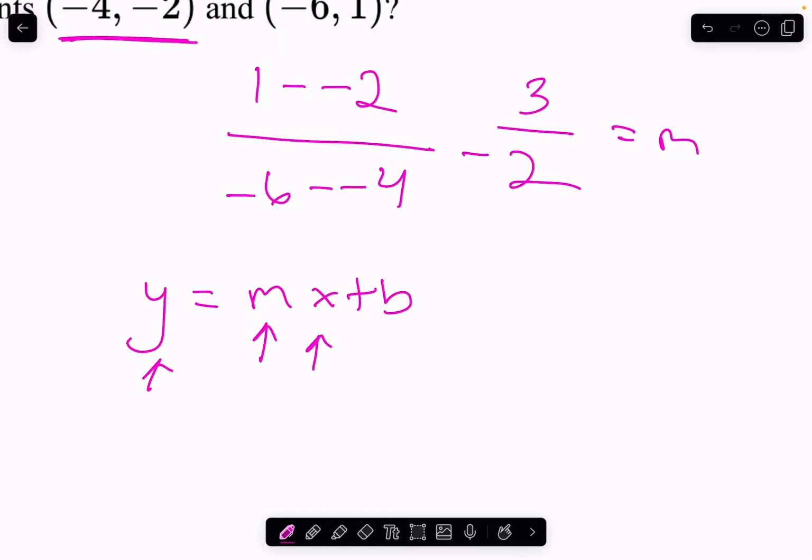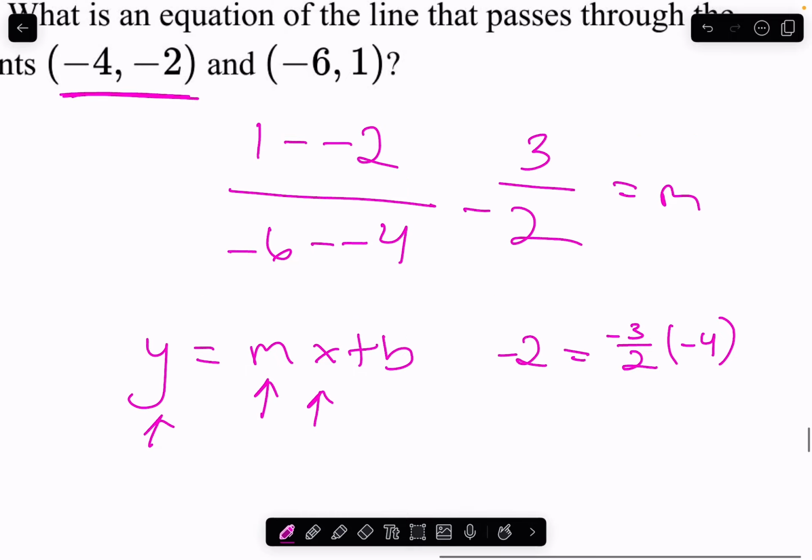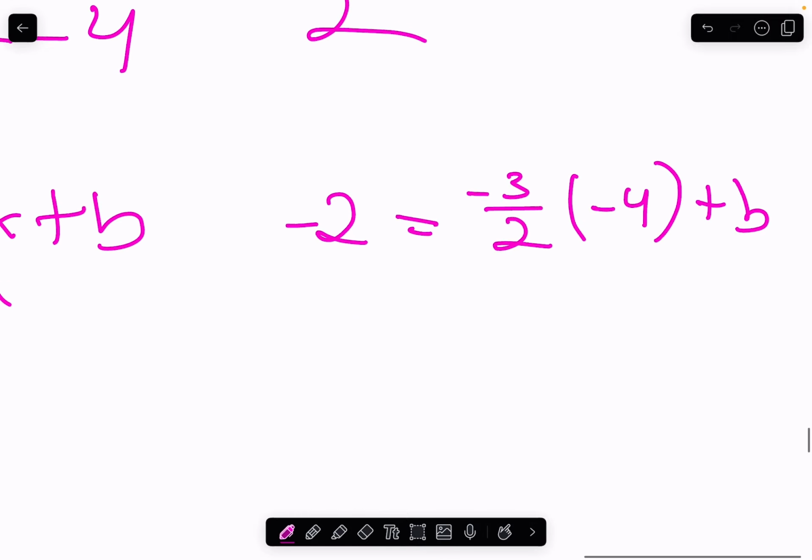We've got, we'll use negative 2 for our y. And our slope is negative 3 over 2. We're going to multiply that by our x, which is negative 4. Again, I just picked this point here. That's what I'm using for x and y. So we end up with, let's see, we would get negative 2 equals positive 2 plus b.